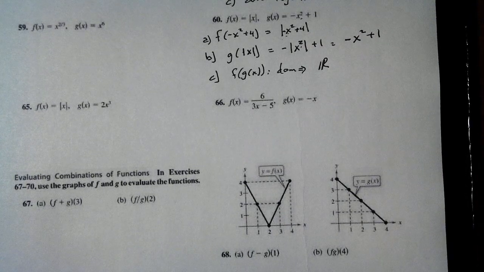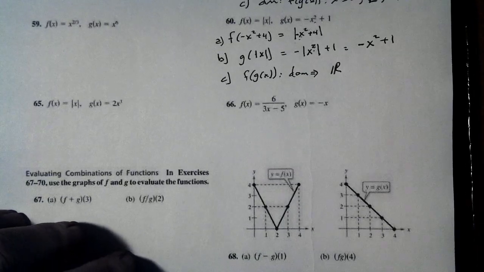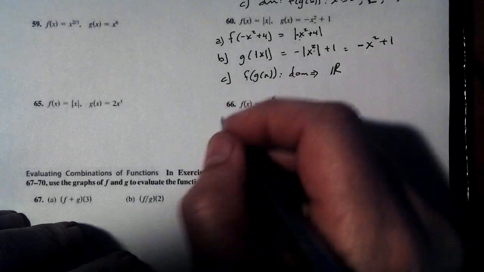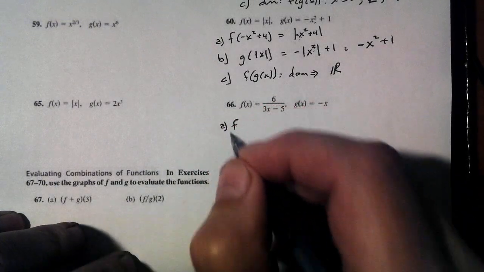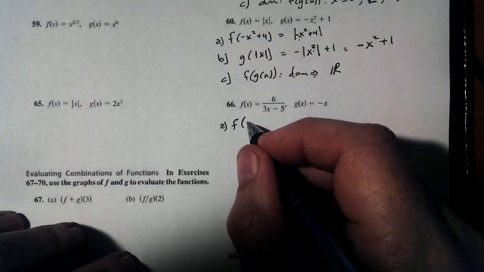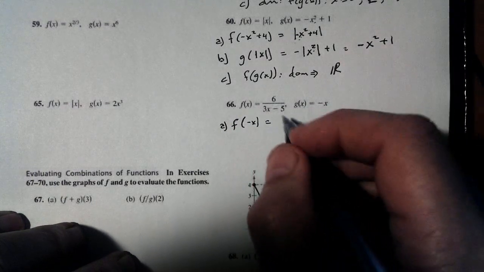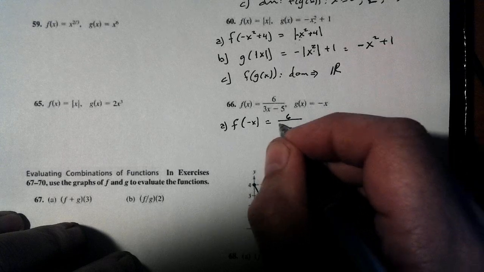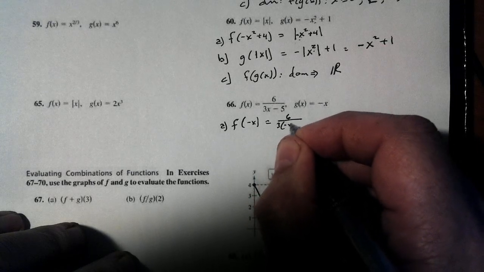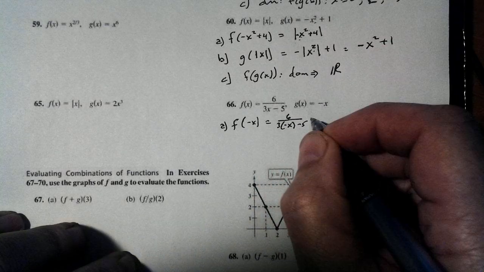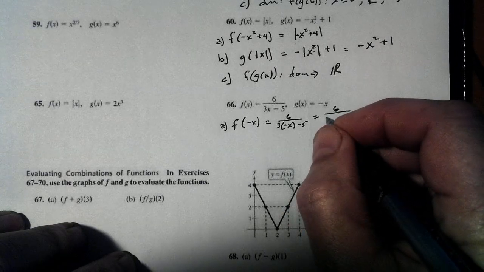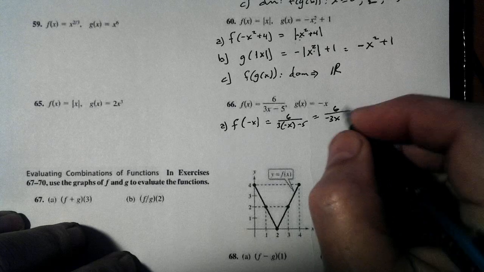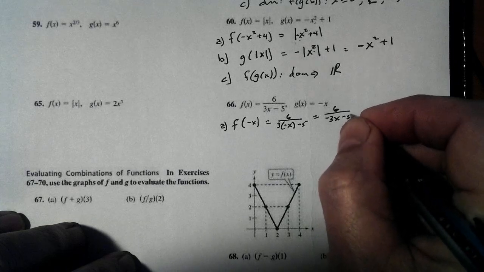But at 66, I can tell we're going to have some domain issues down the road. So let's go f of g of x. F of g of x is f of negative x. F is a factory that puts 6's on top of 3 times the thing minus 5, and we get 6 over negative 3x minus 5.